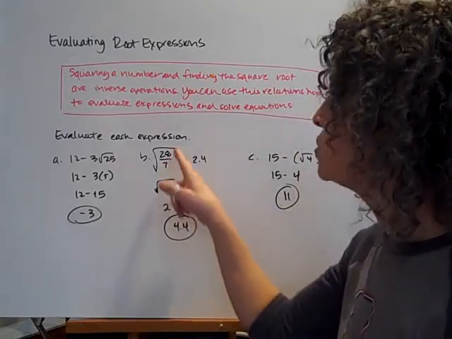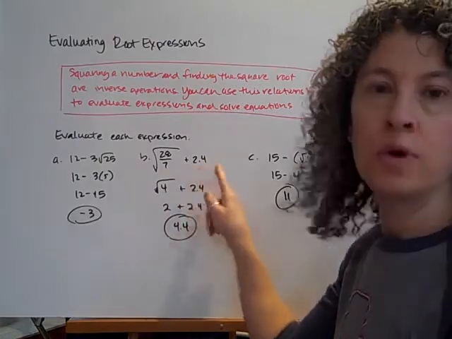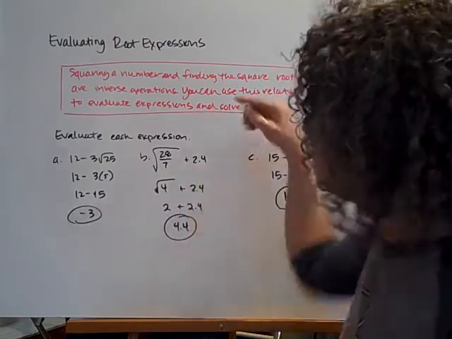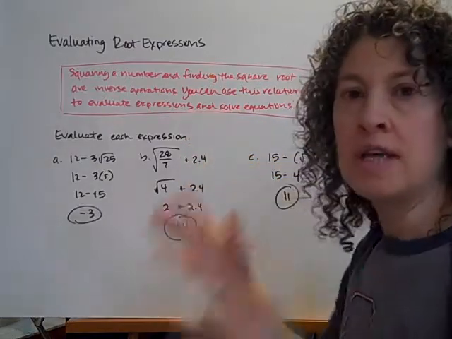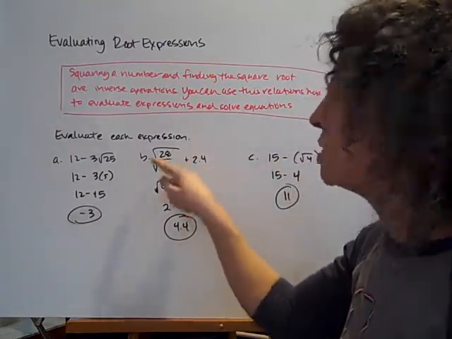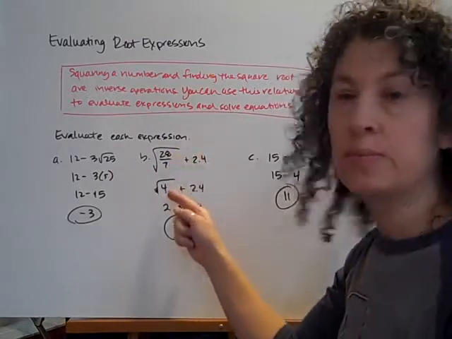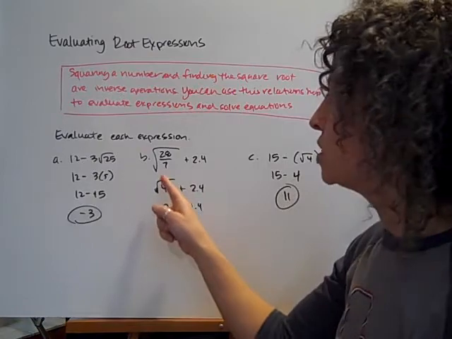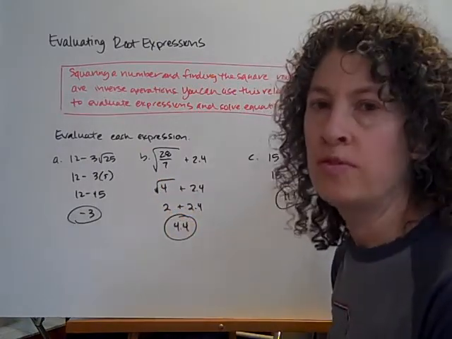Next, we have the square root of 28 over 7, plus 2.4. Notice the plus 2.4 is not inside the radical sign. There's a definite stop here. So the plus 2.4 is outside. We're just going to focus on the radical first. I can do 28 divided by 7, so I'm going to simplify that. I get 4. I've got the square root of 4, which we know is 2, and then I have 2 plus 2.4. That gives me 4.4.